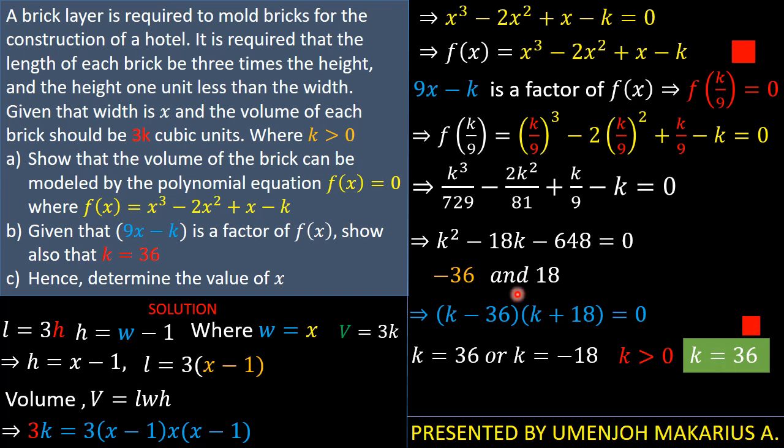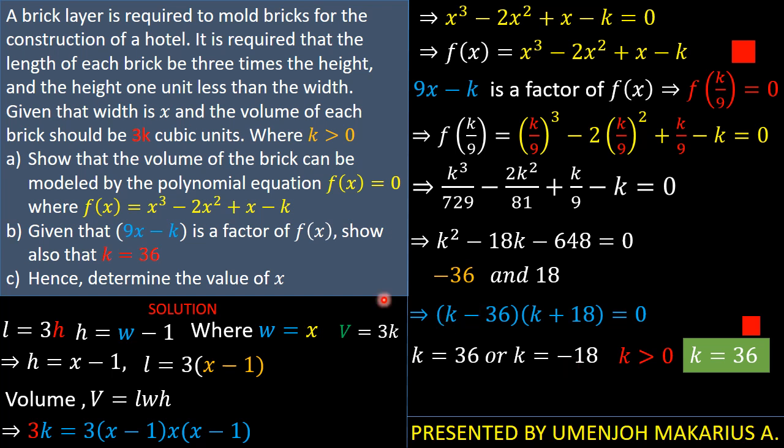Then friends, part C wants us to determine the value of x. The question said "hence", so we need to use our value k equal to 36. An important hint: what if you did not succeed in showing that k is equal to 36? Can you still use it? Yes. You can use the value of k that the question has provided, 36, and continue solving to get the other sections of this question.